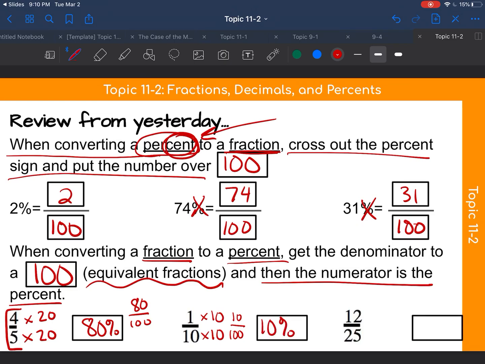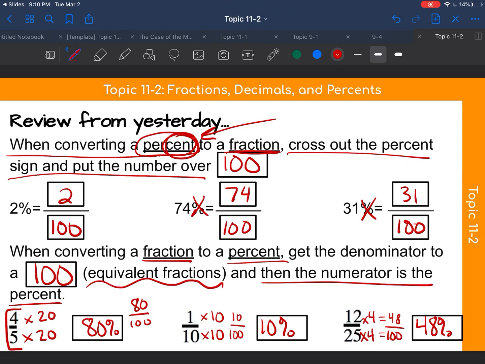And the last one, do by yourself. See what you get. What would you get that as a percent? Well, 25 times 4 is 100. Whatever you do to the bottom, you do to the top. So your answer would be 48%.